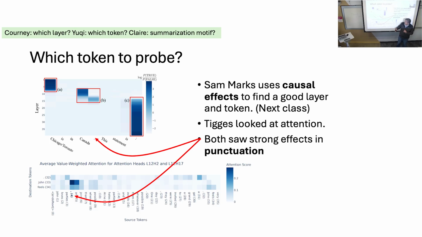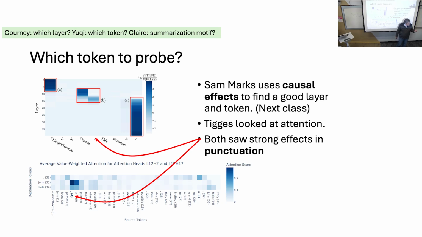But he does some causal analysis, and he finds that certain layers and certain tokens are more important than others. All these dark blue ones are the important ones, and he draws boxes around them and discusses them. And he says, well, this is sort of causally important, but not that interesting because it's like the city, Chicago or Toronto. But he says, oh, this is really interesting. At the period, at the end of the sentence, there's some really important representations that are causal, that cause the model to say flip true or false at the end.